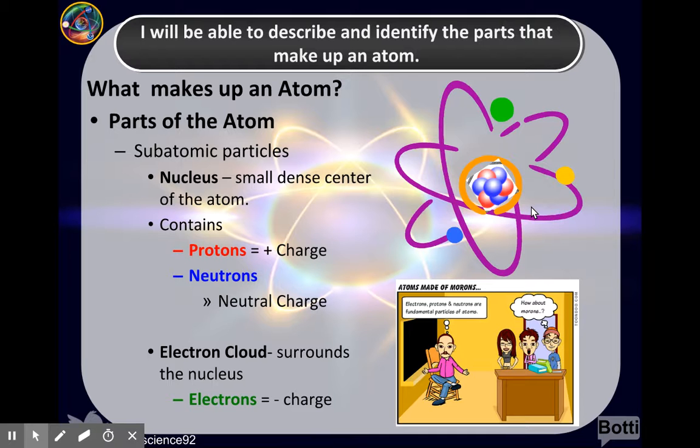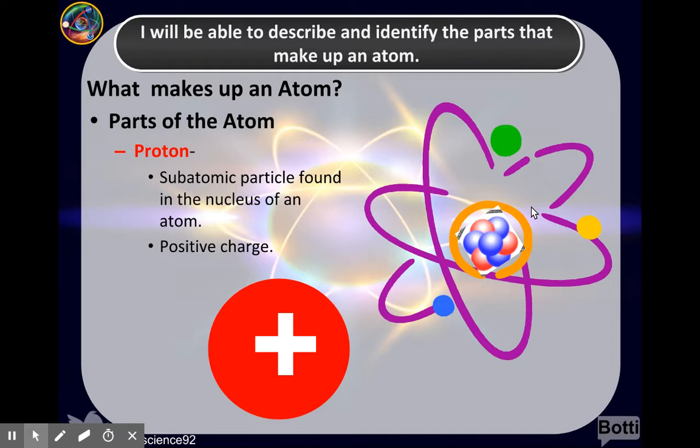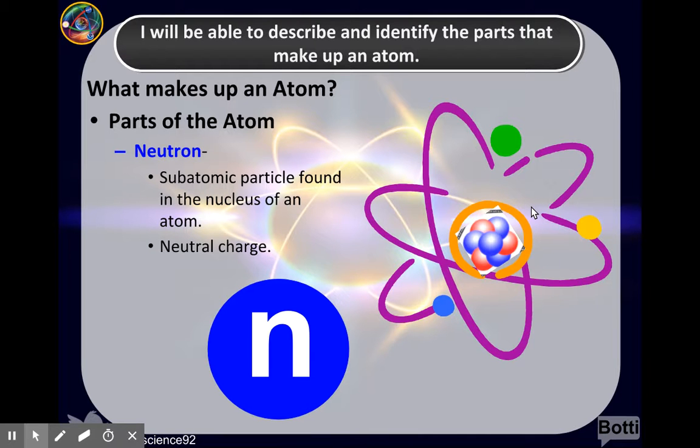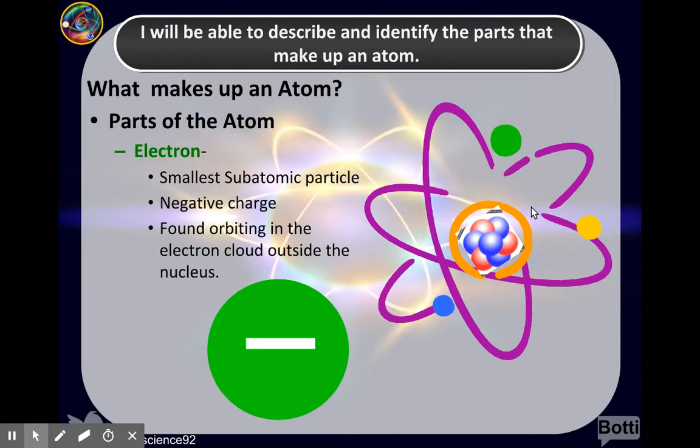So let's keep going with that. Again, protons are subatomic particles found in the nucleus of an atom, and they are positively charged. And then we have neutrons that are also found in the nucleus, and they have a neutral charge or no charge. And last but not least, we have the electron. It is the smallest subatomic particle.